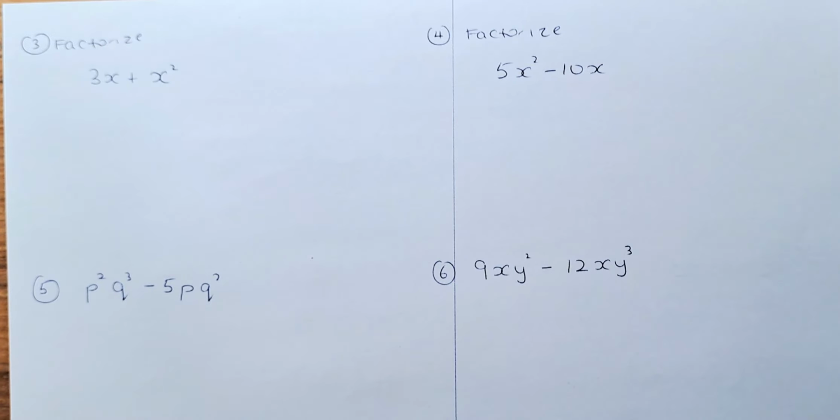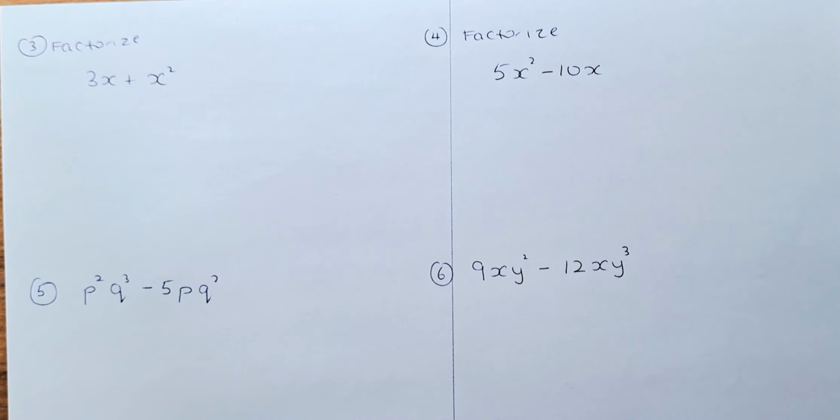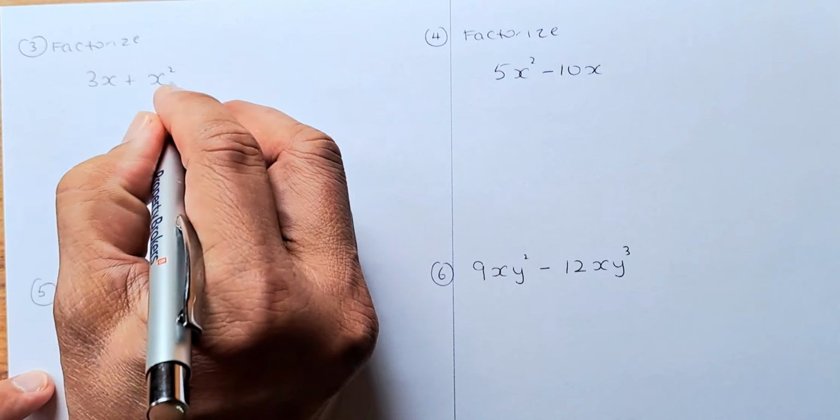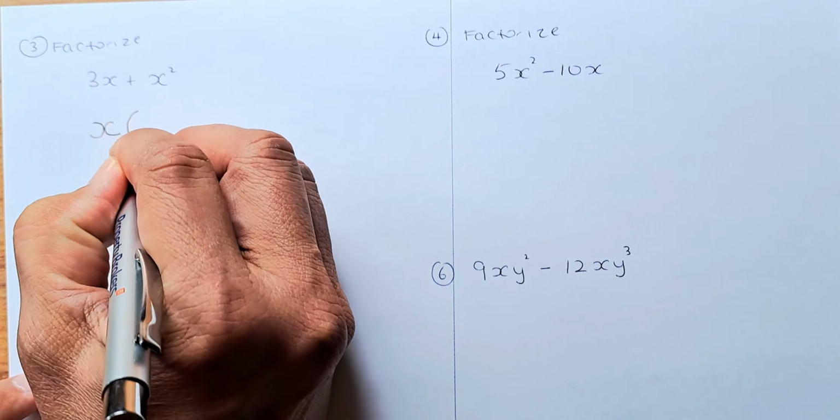For the third example, you don't have numbers here, so you do not have to find the highest common factor of the numbers. So now you have x and x squared. So the highest common factor for x and x squared is x. So you take out x and you put a bracket.